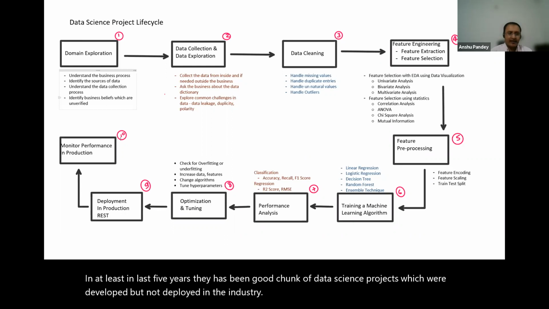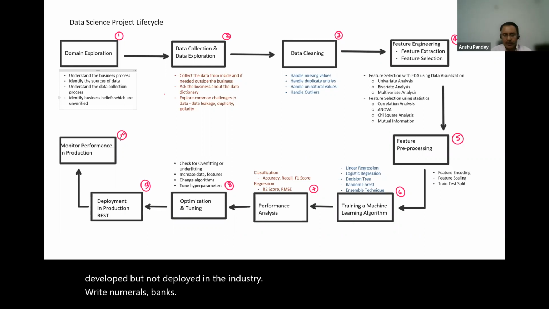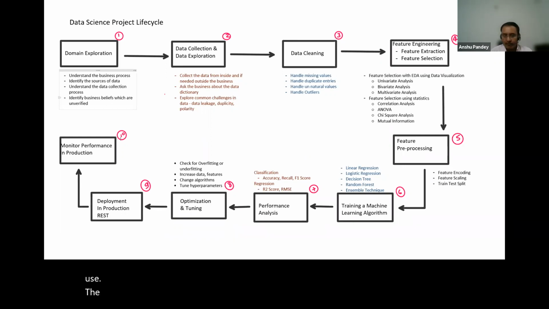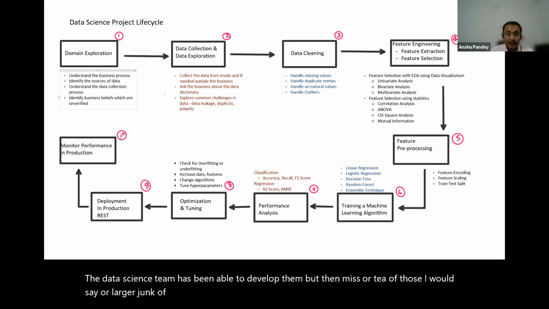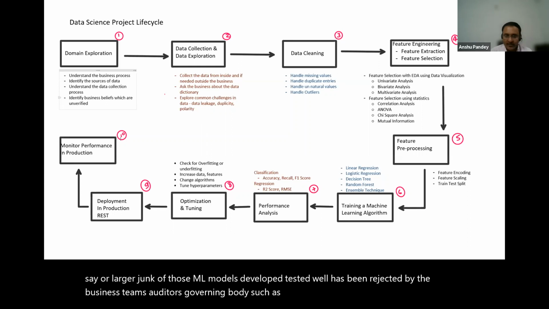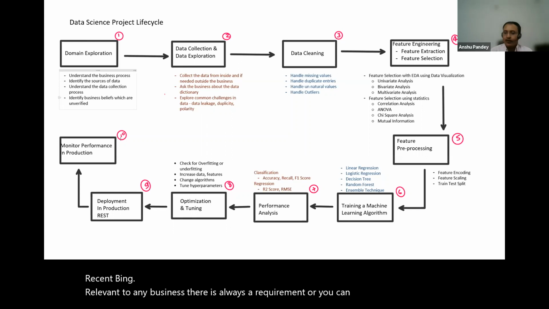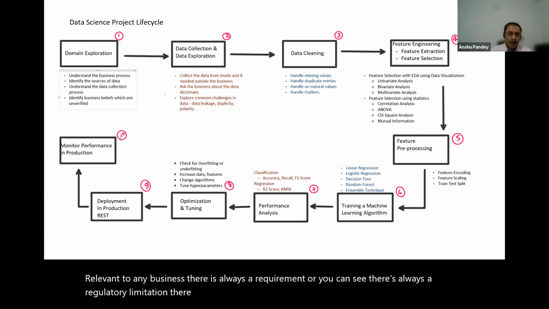Right. Numerous banks in India as well as outside have experimented with hundreds of such ML models which they can use. The data science team has been able to develop them, but then a larger chunk of those ML models, developed and tested well, have been rejected by the business teams, auditors, governing bodies such as RBI, government organizations, the business rules, and the banks themselves. The reason being, relevant to any business, there is always a regulatory limitation. There is always an accountability limitation.